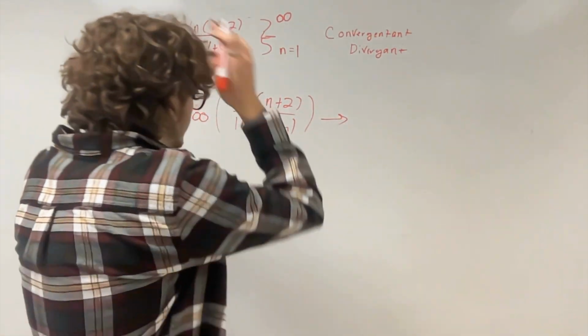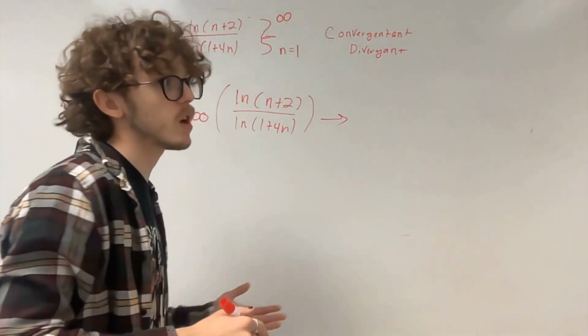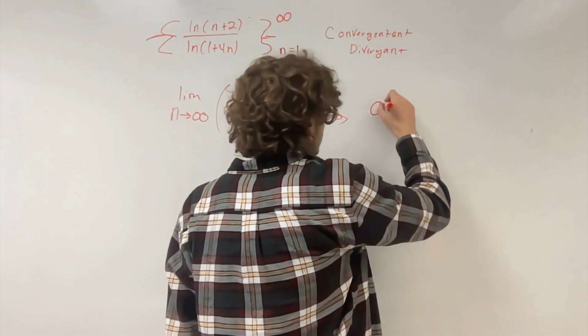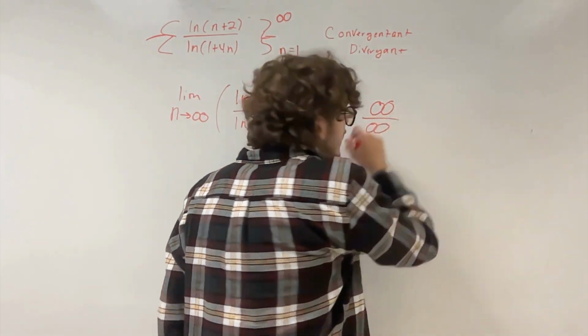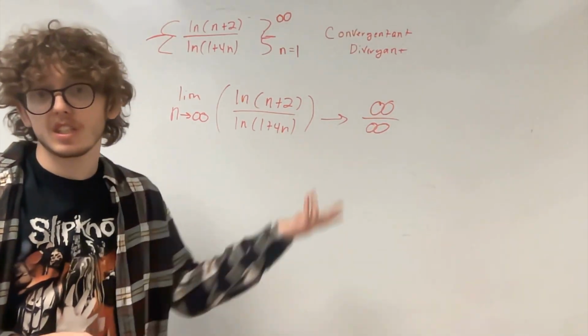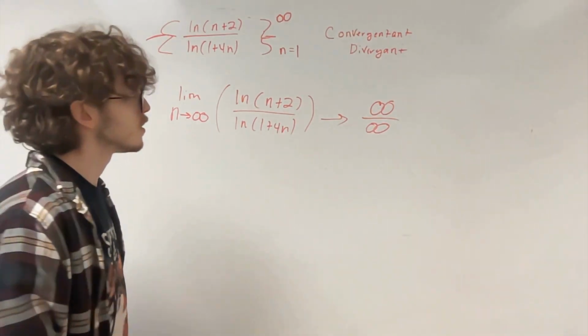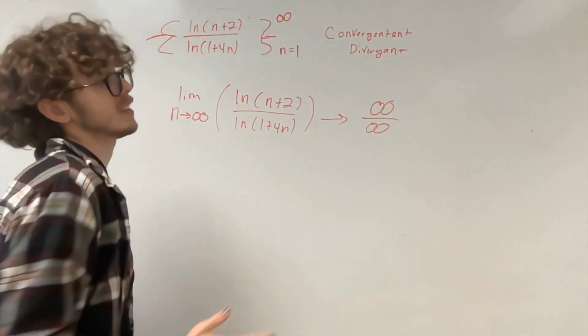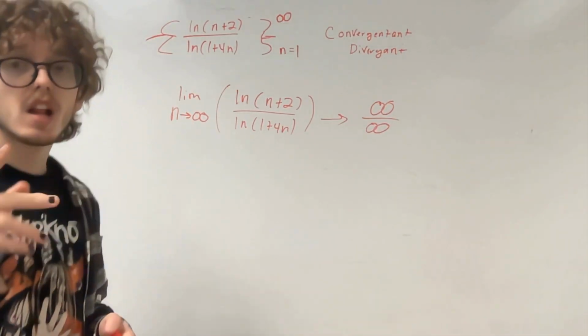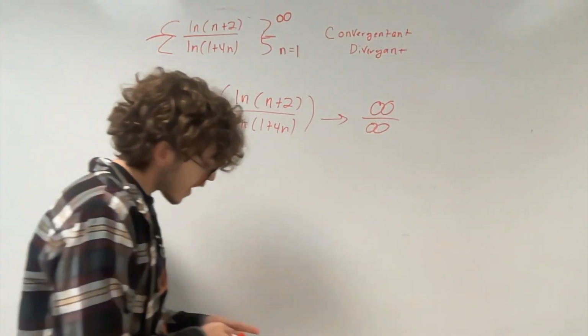The natural log of infinity over the natural log of infinity. It's infinity over infinity. That's indeterminate. This does not tell you if the limit exists or not. So knowing that, we need to use a rule, which is L'Hopital's rule.